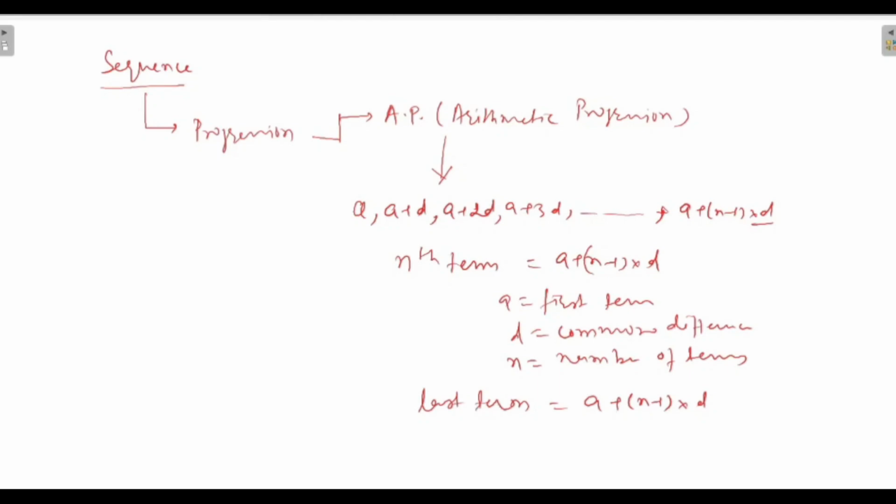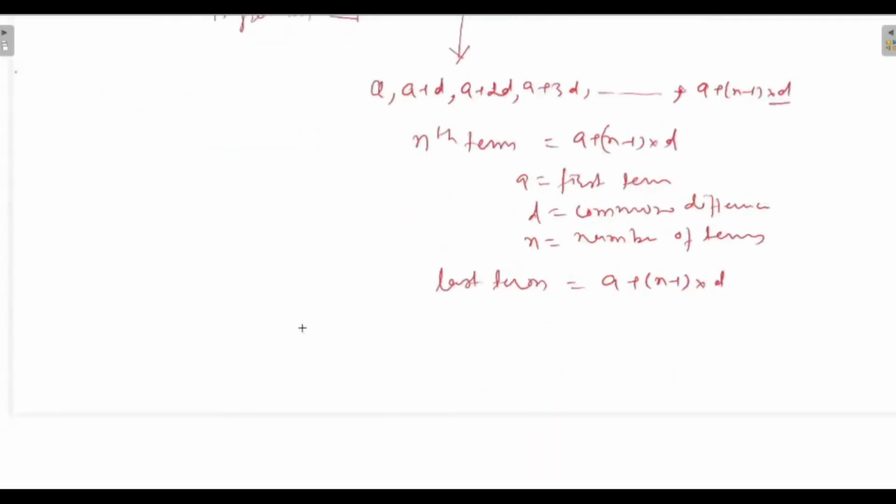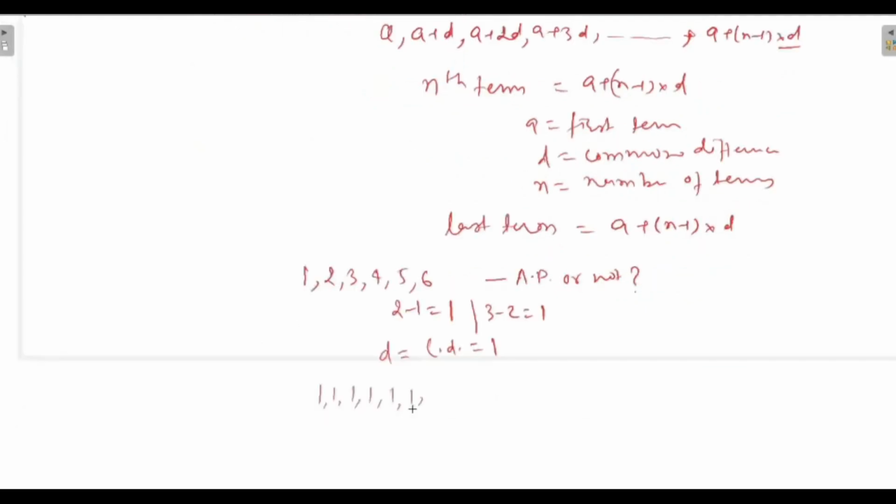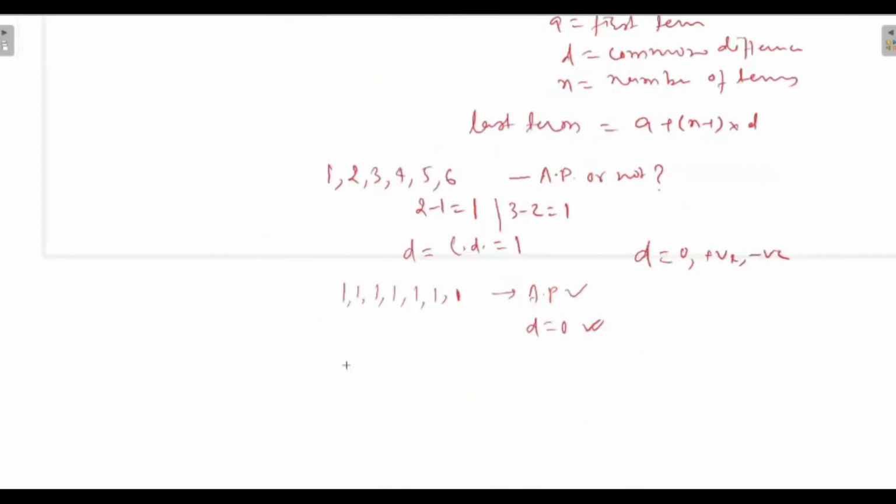Now, going forward, we'll try to figure out whether the following series is an AP or not. 1, 1, 1. It is also an AP, by the way, wherein your common difference is 0. So this is also an AP. So D could be 0, positive, or negative. So as we mentioned, say if I had a series like this, 1, 0, minus 1, minus 2, minus 3, minus 4.